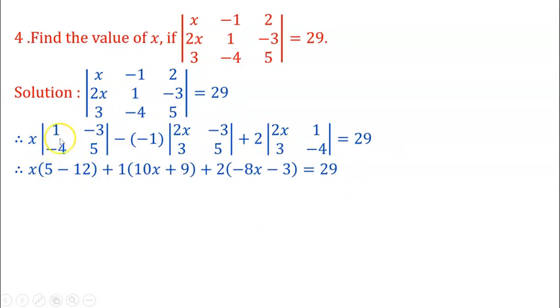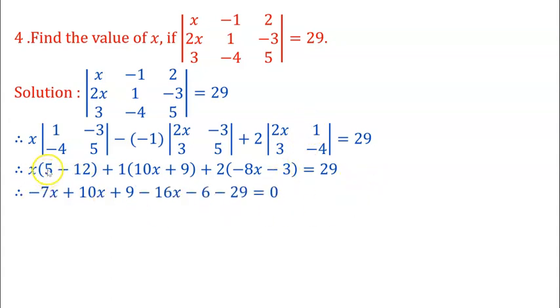Evaluate this. x into 1 into 5 minus 4 into minus 3 plus 12. By default minus sign is here. Therefore 5 minus 12. Next this minus and minus will become plus. 2x into 5, 10x. 3 into minus 3, that is minus 9. And by default there is a minus sign, that will become plus 9 here. Plus 2. 2x into minus 4, minus 8x. 3 into 1, minus 3, and that is equals to 29.